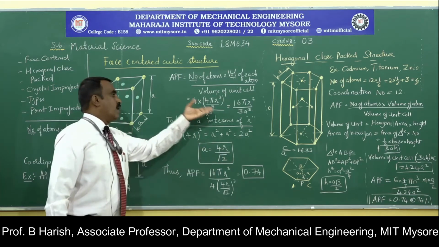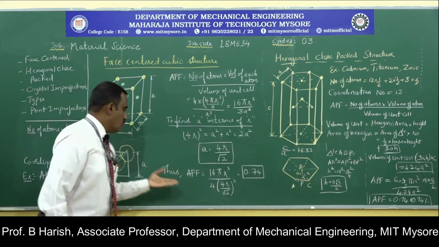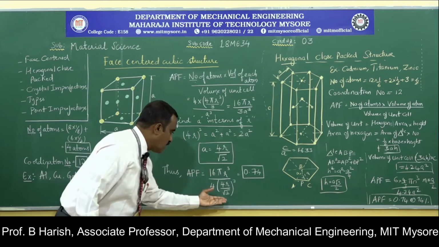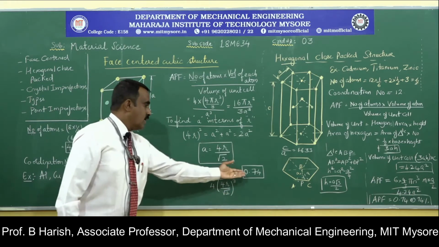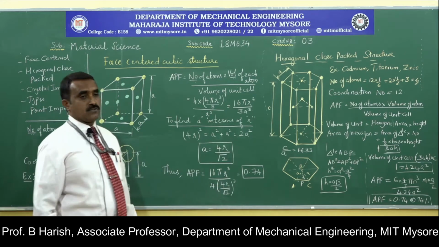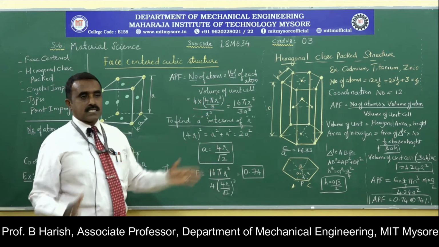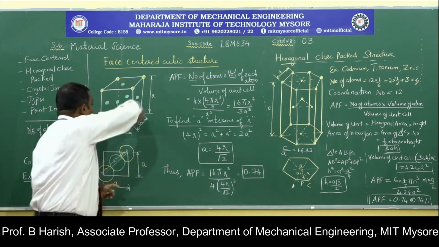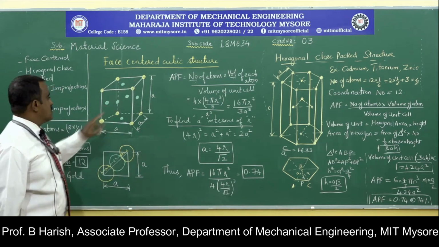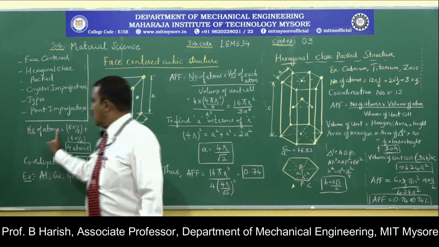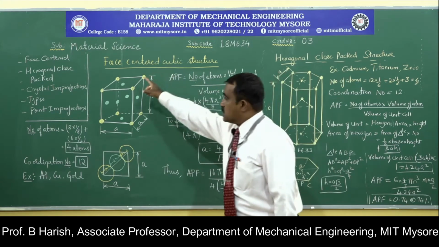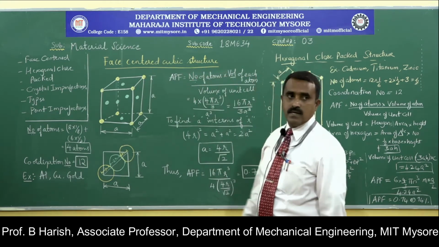Now substituting this value of a in this equation, the atomic packing factor will be 16 pi r cubed divided by 4r by root 2 cubed. Simplifying it, we get 0.74, so it is nothing but 74%. What this atomic packing factor means is that 74% of the total volume of the unit cell will be occupied by atoms, and the remaining will be empty. So we have discussed the number of atoms present in the unit cell, its coordination number, and the third one, atomic packing factor, with respect to the face-centered cubic structure.